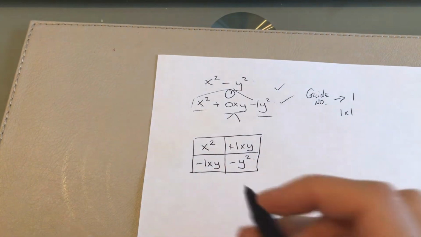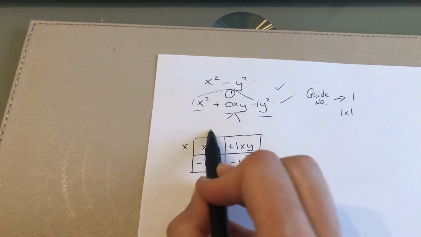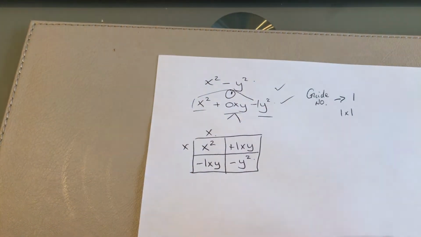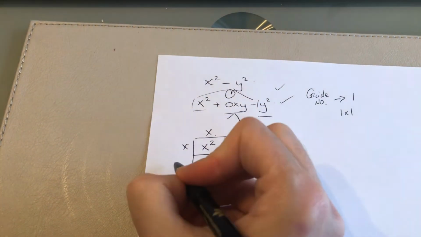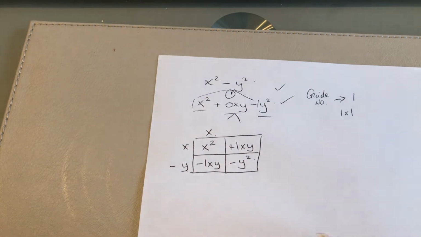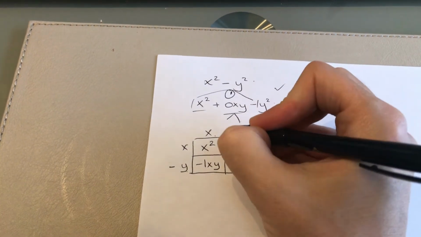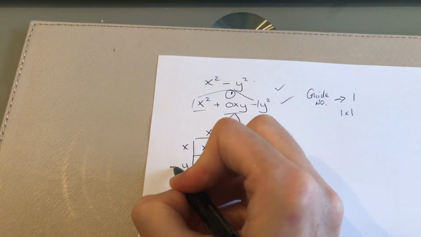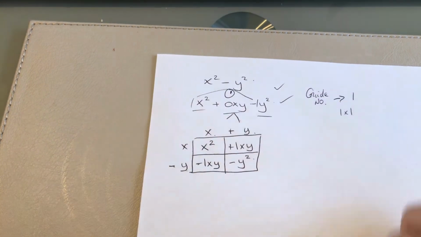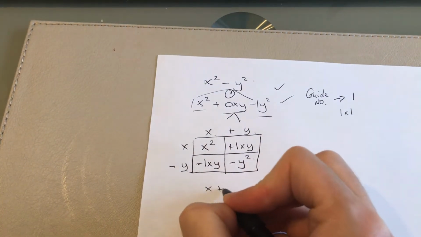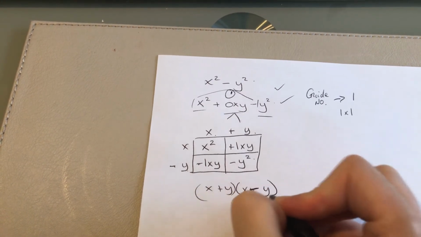And now I go off and I do my box method. What do they have in common? X. What must be here? X. What do these have in common? A minus y, or a minus 1y. And what do these have in common? I'll always take, see, I'm taking this sign here and I'm going to take this sign here, and they have a y in common. So I end up with the factors x plus y by x minus y.